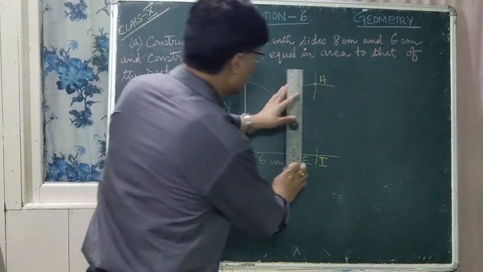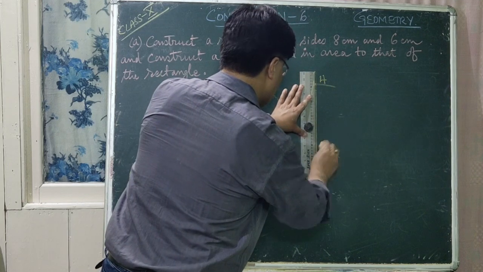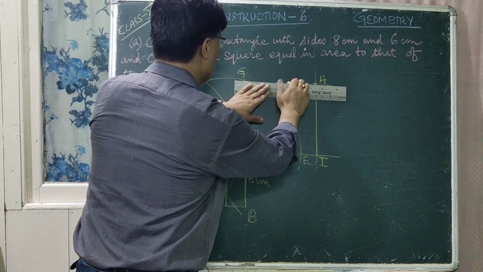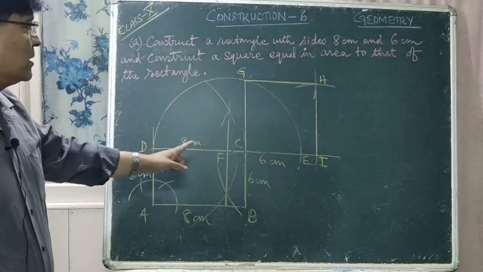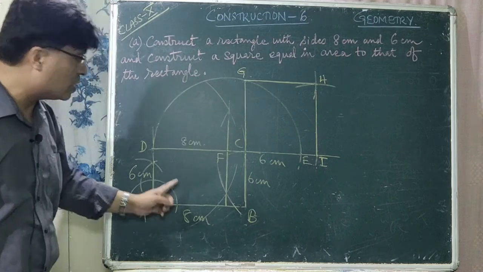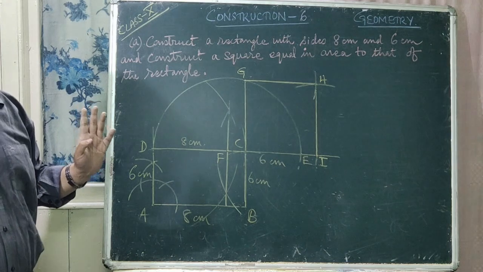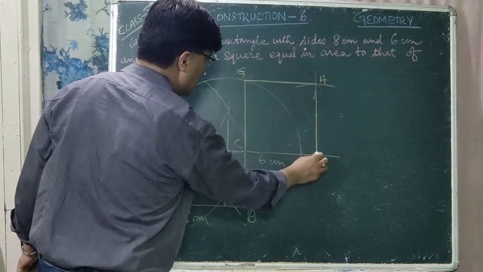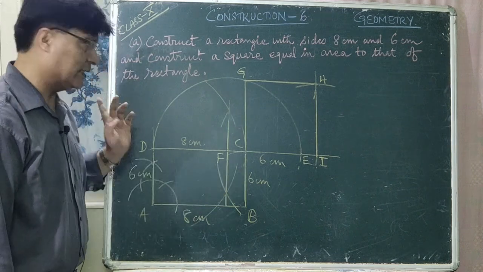So let us join this H and I. This H and I are joined. Okay. Then join G and H. Also join this G and H. So this CGHI is the required square whose area is equal to the area of the rectangle ABCD. So I think you have understood it. Okay. So you have to write down the answer. This CGHI is the required square whose area is equal to the area of the rectangle ABCD.